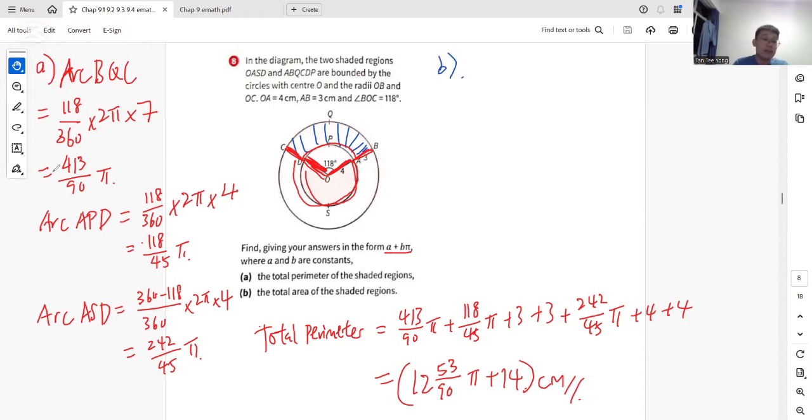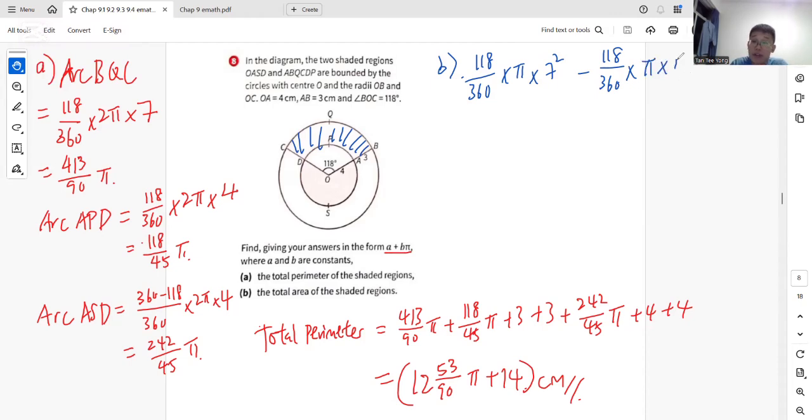So area. Let me erase this diagram. So area of the shaded region. This is shaded, it's just not showing. Basically we want to find the blue shaded region, so we take the area of the big sector minus the area of the small sector. So big sector: 118 over 360 times pi times r squared, 7 squared, minus 118 over 360 times pi times the small one, 4 squared. So you do the workings in terms of pi.